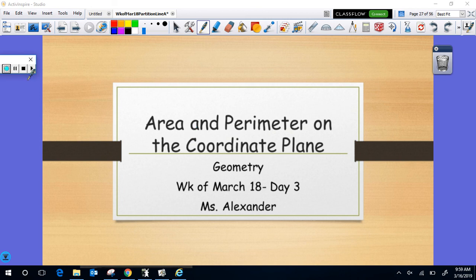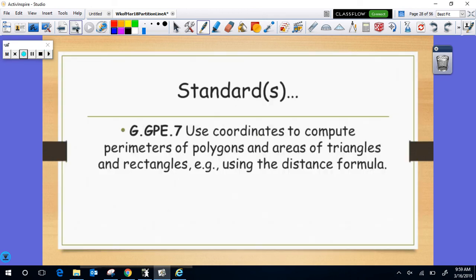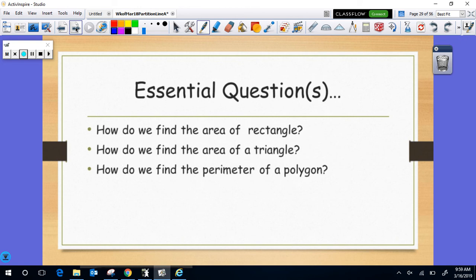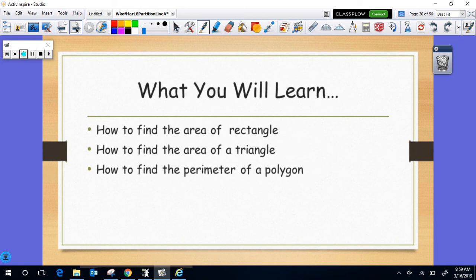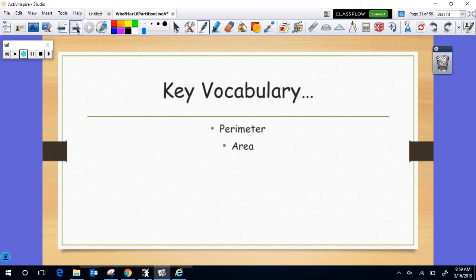Okay, so today we're going to talk about how to find area and perimeter of figures that are in the coordinate plane. So here we're going to talk about how to find the area of a rectangle, how to find the area of a triangle, and how to find the perimeter of a polygon.